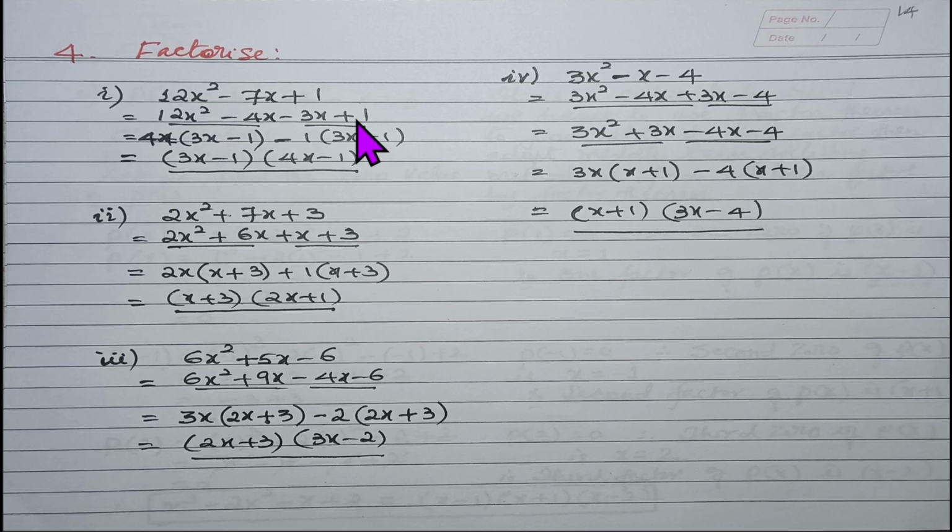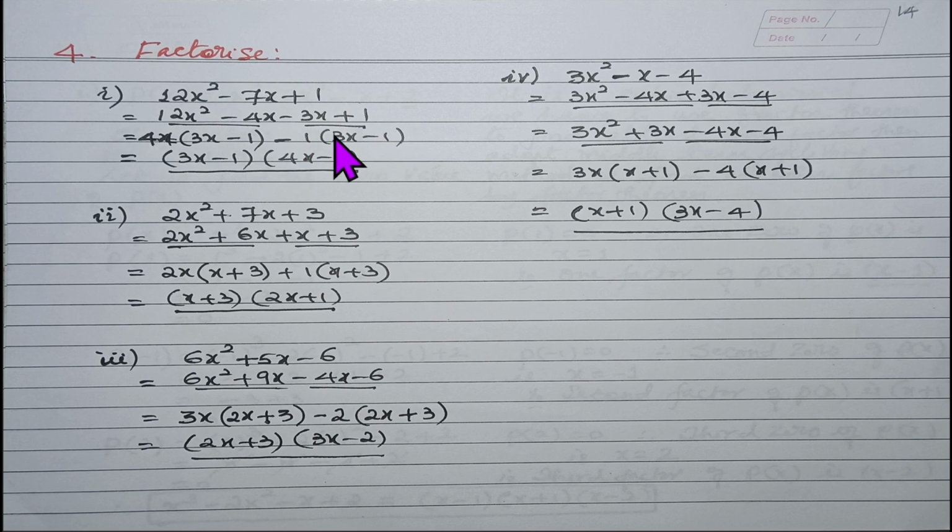And group them now. After splitting from 3 terms, I made it 4 terms, and then group them into pairs of terms. That means 12x square minus 4x minus 3x plus 1, and take the HCF common. The HCF between 12 and 4 is 4. HCF between x square and x is x. So 4x in the bracket 3x minus 1, and here 1 is common. Take minus 1 outside, 3x minus 1.